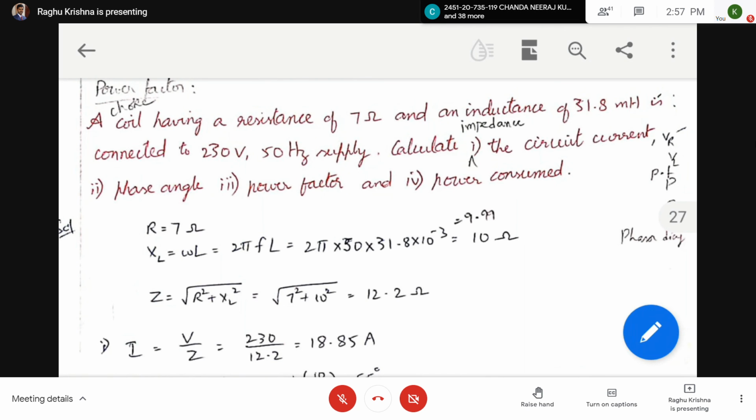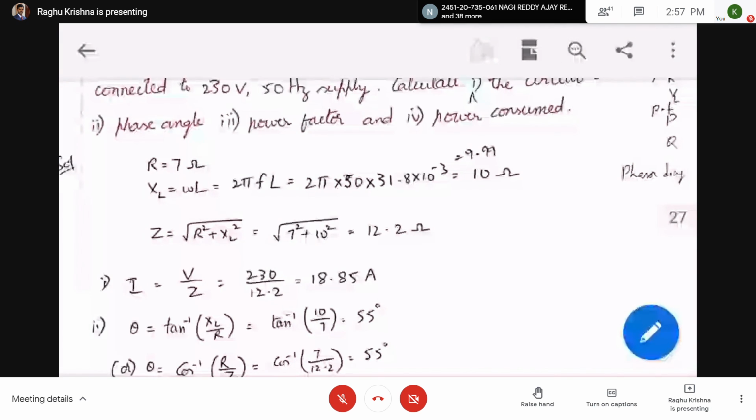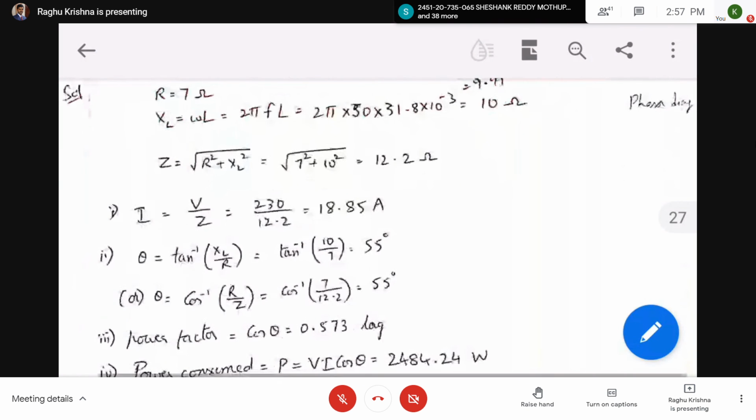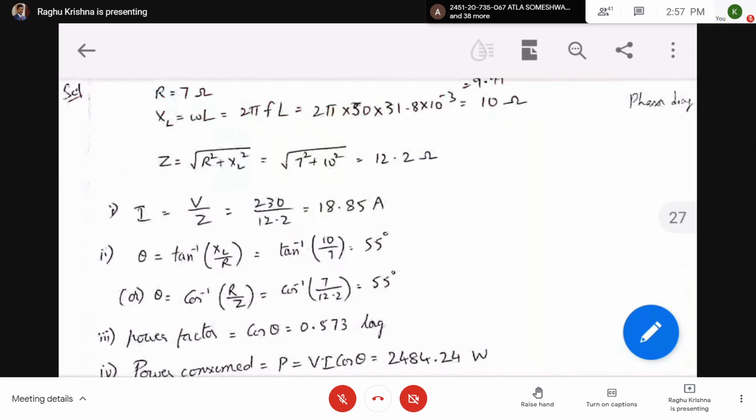Next, the circuit current is equal to V by Z. In AC circuits, for getting the current, we have to take V by Z. Next you have to get the phase angle. Phase angle theta equals tan inverse of XL by R. You are going to get theta. Next, power factor equals cos theta.